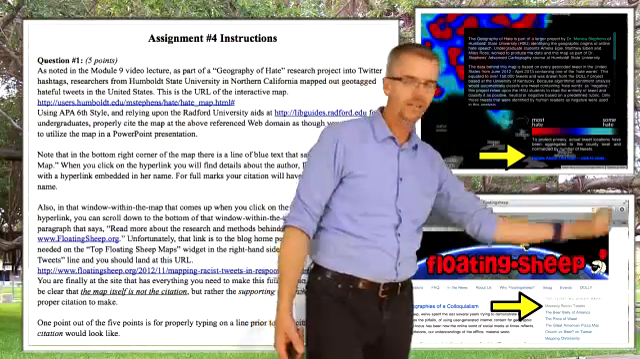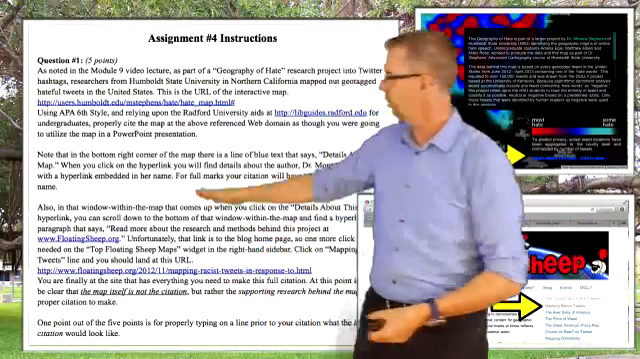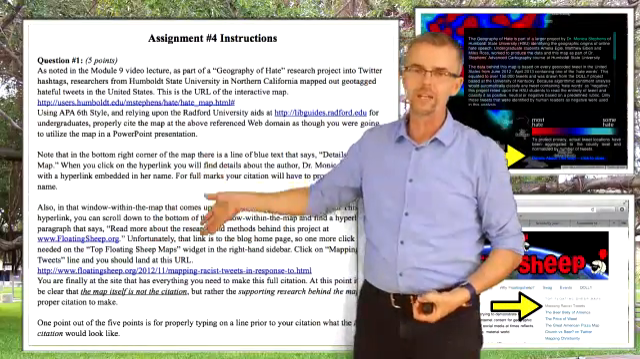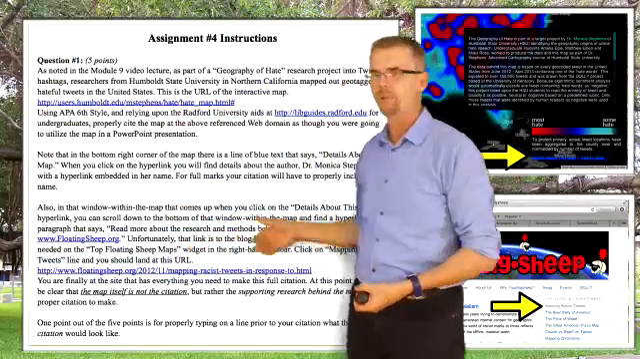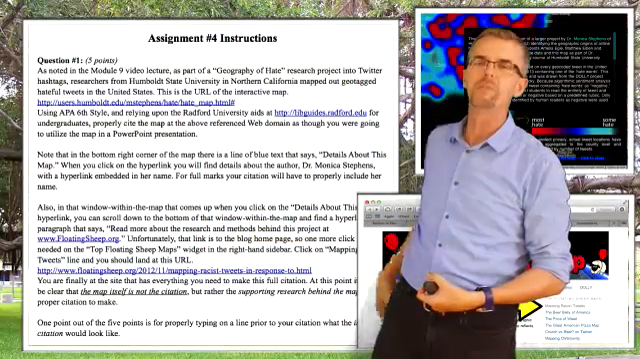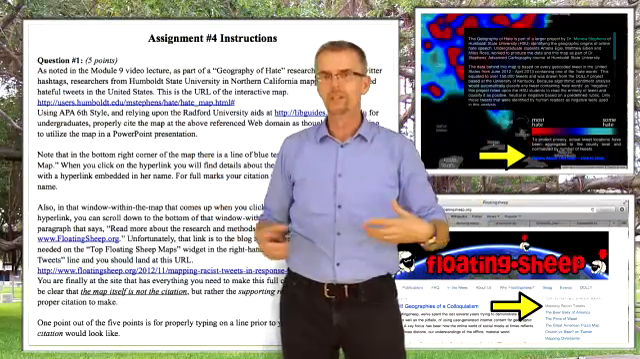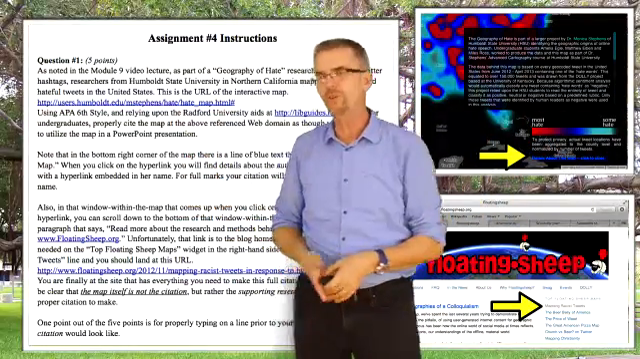If you click on that, then you actually get to go to this domain here, which I've given you, www.floatingsheep.org/2012/11/mapping racist tweets in response to HTML. Okay, so that is where you actually need to go. So that's how much work it takes to get to one citation when you go through this mechanism.